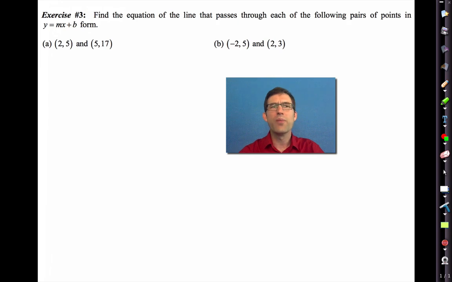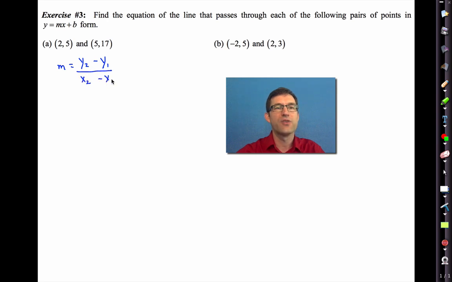So we just want to do a bunch of these. Find the equation of the line that passes through each of the following pairs of points in y equals mx plus b form. All right. Now, every time when I do these problems, I'm going to figure out the slope first, and I'm going to use that average rate of change formula, but I think I'm going to write it in what's known as the classic slope form.